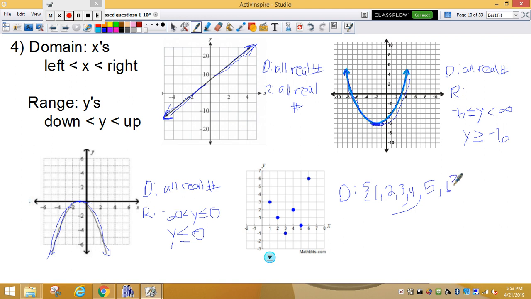So domain were my x's. Range is going to be my y's. And I'm just going to go from down to up. So this one touches at -1. This one is on 0. This one is at +1. This one is at 2. This one is at 3. And the last one is up here at 6. So that's the domain and range. If you're given dots, you're going to list out the numbers.